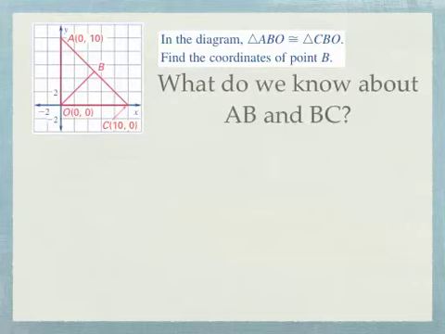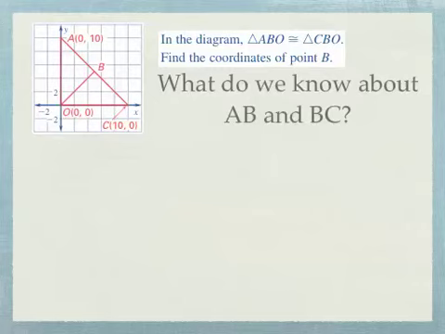If you look at the two triangles that were given, segment AB is going to be congruent to segment CB, which means that B is the midpoint of the segment AC. Because B is the midpoint, you're going to love this, you can use the midpoint formula to find the coordinates of point B. So this is using knowledge that we have previously learned.